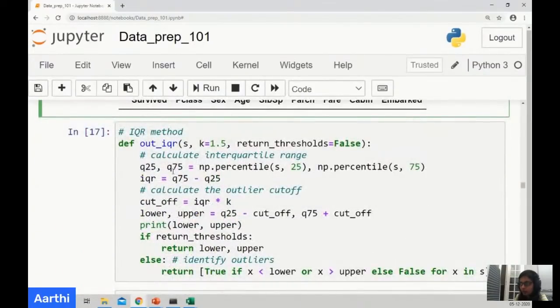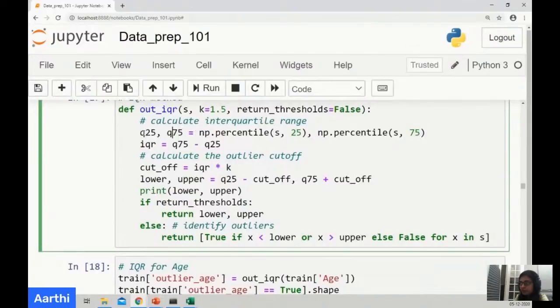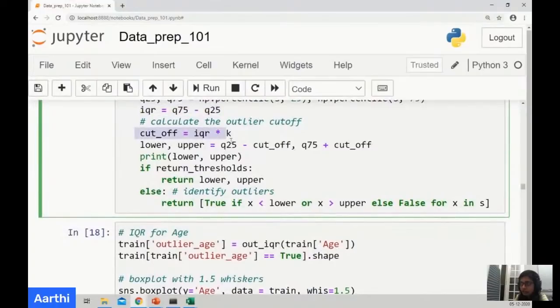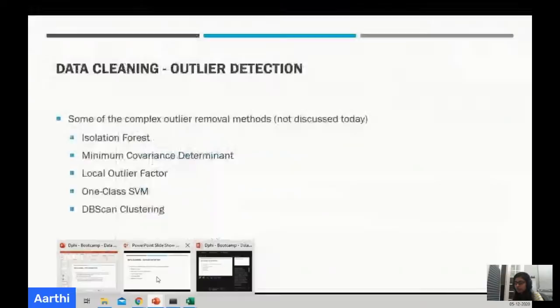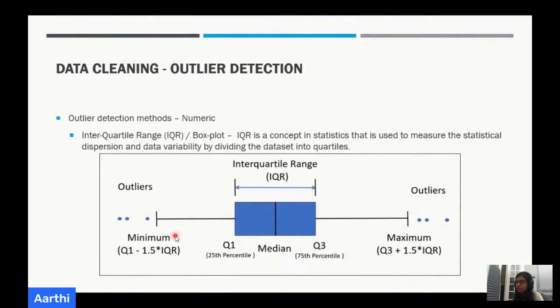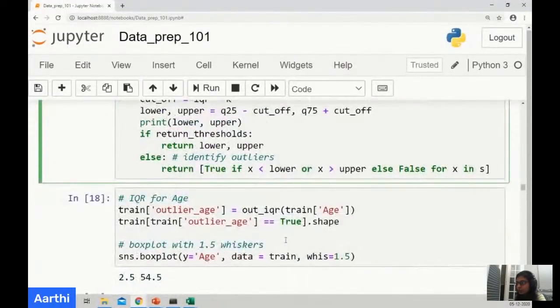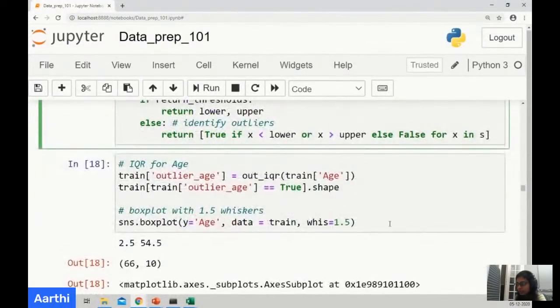Let us look at the IQR. In IQR, we are calculating Q25, quartile 25, and then Q75. And then we are calculating the interquartile range and then the cutoff. So K is 1.5 over here. So basically this code is doing the same formula that you see over here: Q1 minus 1.5 times IQR and Q3 plus 1.5 times IQR. And then you want to filter out whether there are any outlier ages, right?